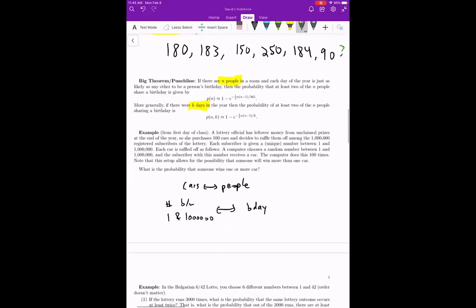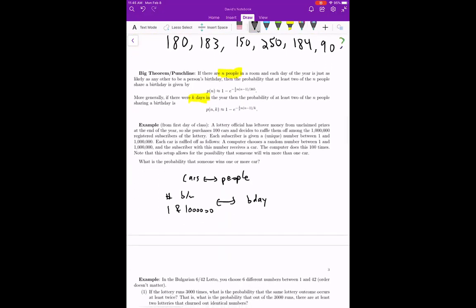We already did that. So here we say, okay, there are 100 cars, so that's like having 100 people. And instead of 365 birthdays, there are 1 million birthdays. Once you make that identification, you just hop right up to this and plug in N where it goes and K where it goes. I'm not going to hop onto my computer to show you that, but we can all calculate that, right? We just go to Wolfram.